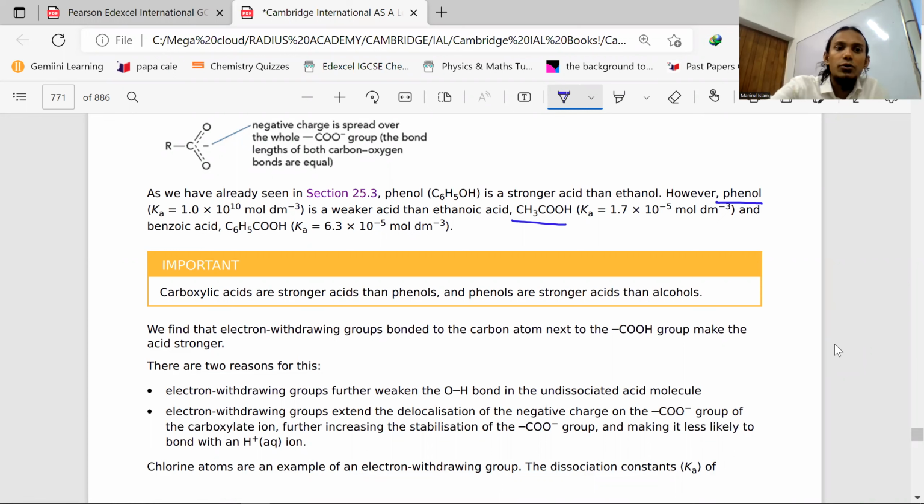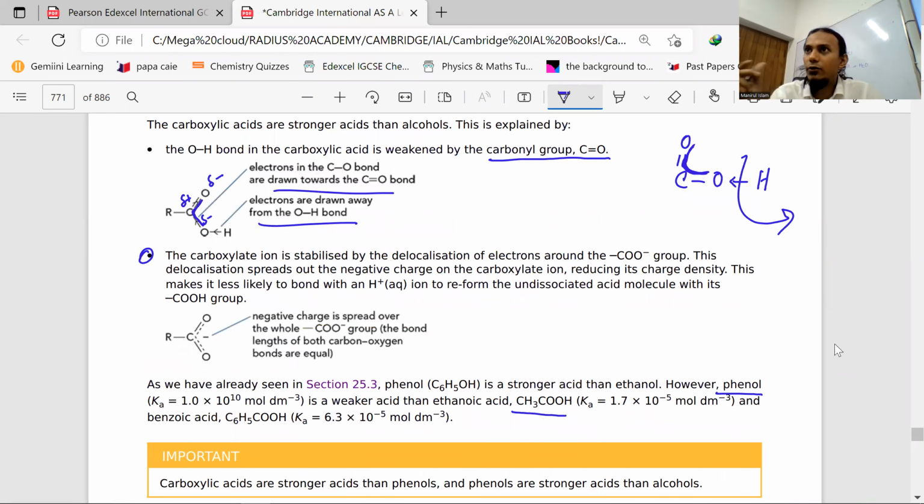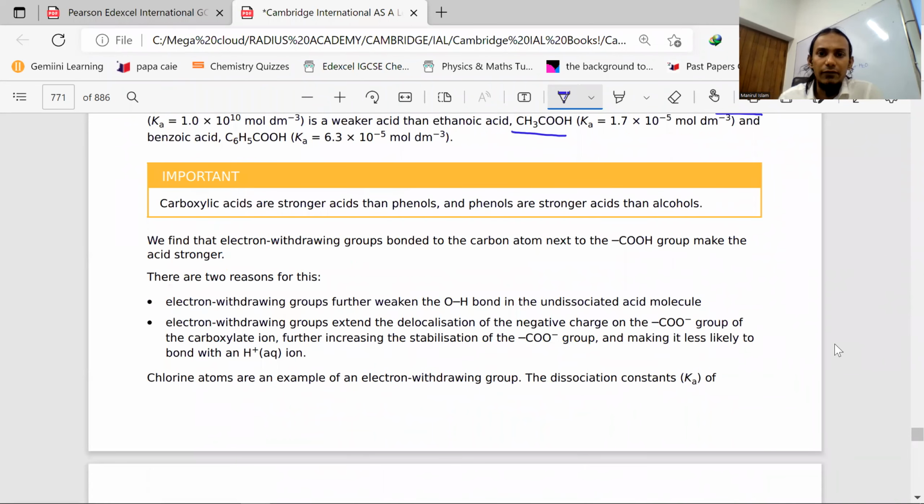So these two points are important here. One is that the OH bond in carboxylic acid is weakened by the carbonyl group. Because of the carbonyl group, the OH bond will be weakened. If any hydrogen ion is produced, then point number 2 explains that it cannot shift the equilibrium to the left easily because of the very stable carboxylate ion. Do you understand? So this is important, and I have already said it: stronger acid than phenols.